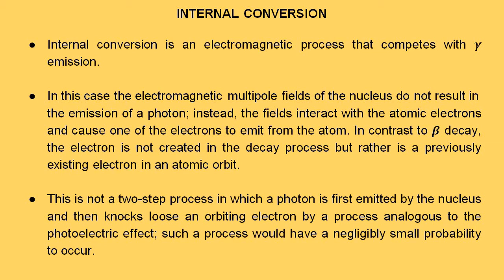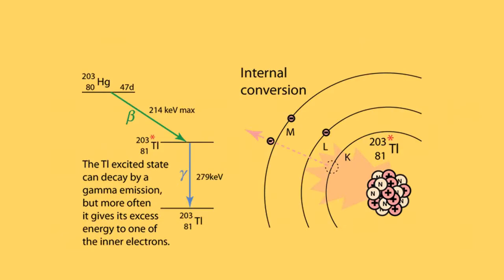And the next thing, this is not a two-step process in which a photon is first emitted by the nucleus and then knocks loose an orbiting electron by a process analogous to the photoelectric effect. Such a process would have a negligibly small probability to occur. So, that means this is the case, an example.